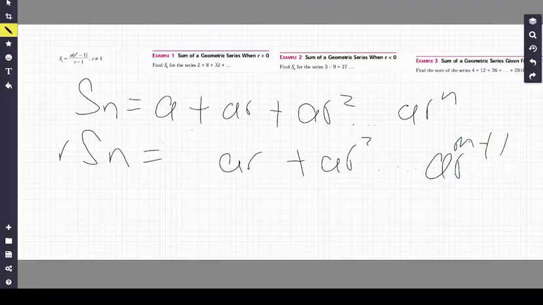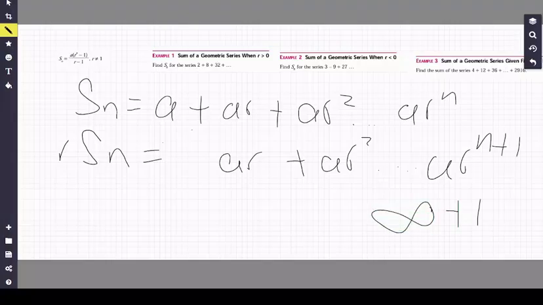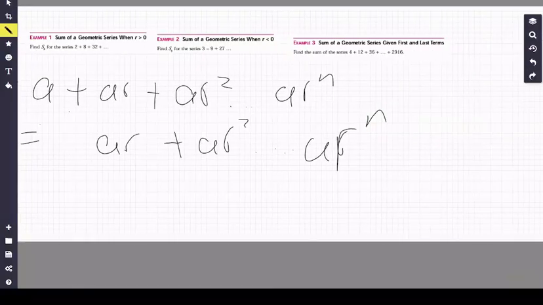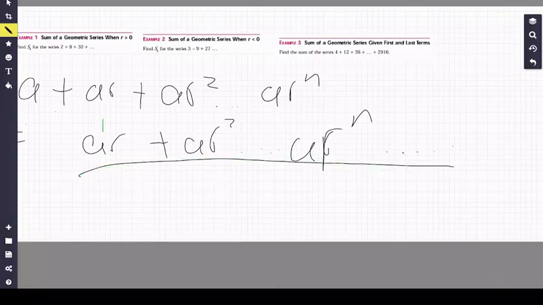However, this is not a good form, because what can n be? n could be infinity, and what is infinity plus 1? We don't know. So the best we can probably write this as is ar^n. But there is one more thing: it always has one more term than the other one. Because we multiply this, and if we want to subtract, these terms have to line up. So this could be ar^(n-1), and here it's also ar^(n-1), and this is ar to the power of n.